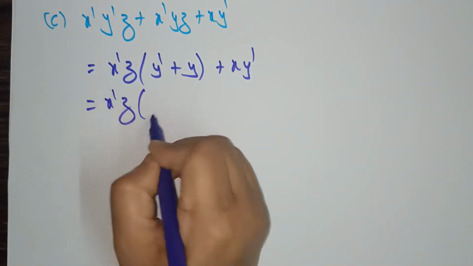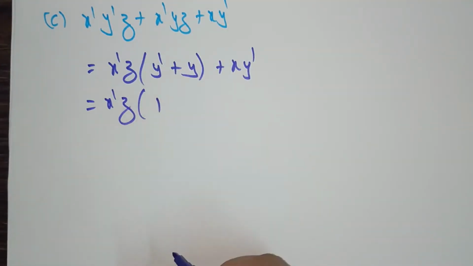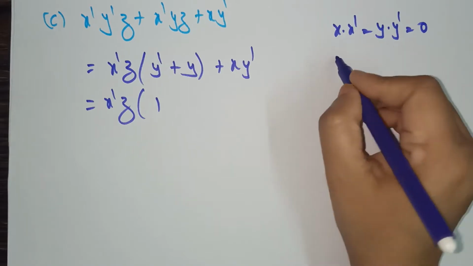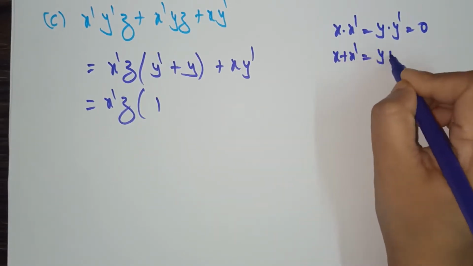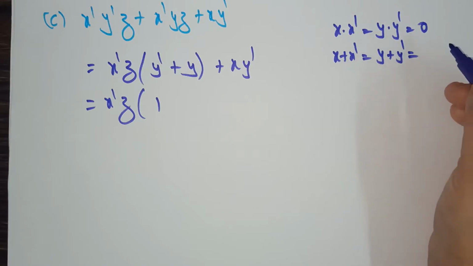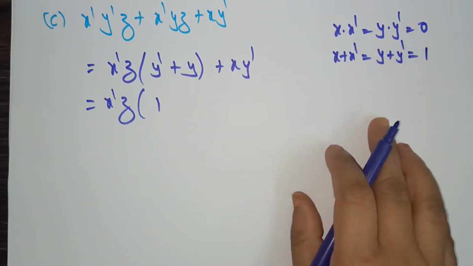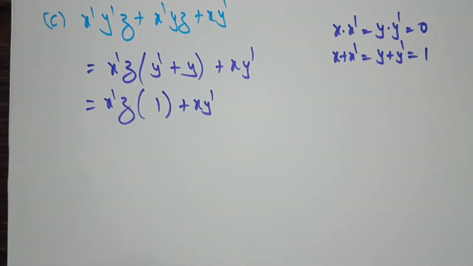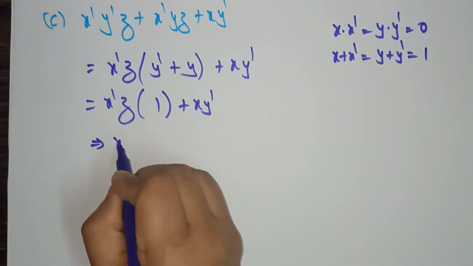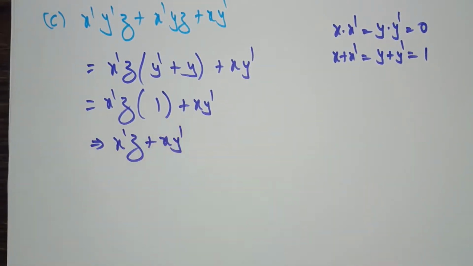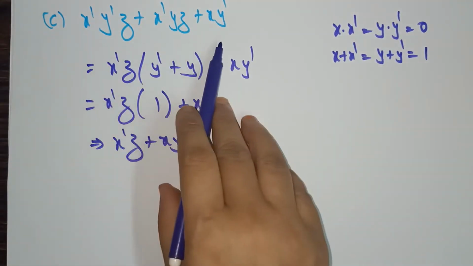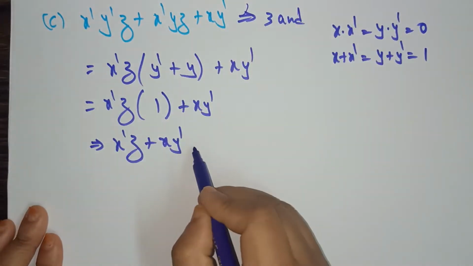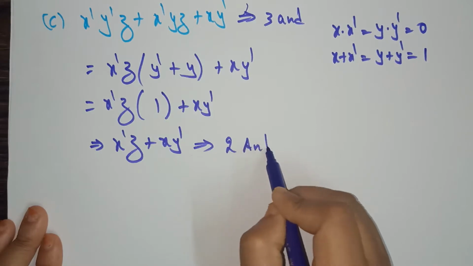So apply the formula. y dash plus y is nothing but 1. If x into x dash or y into y dash is 0, then x plus x dash, y plus y dash, a plus a dash, b plus b dash represent nothing but 1. So y dash plus y is 1, plus x y dash. So your final equation is x dash z plus x y dash. See here, originally you use 3 AND gates, but now only 2 AND gates. Here I am using 3 AND gates and my final reduced expression is 2 AND gates.